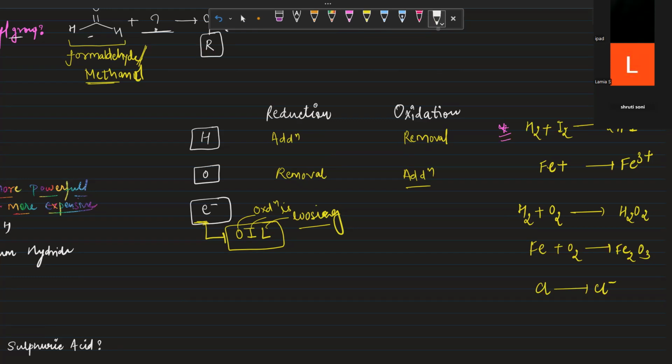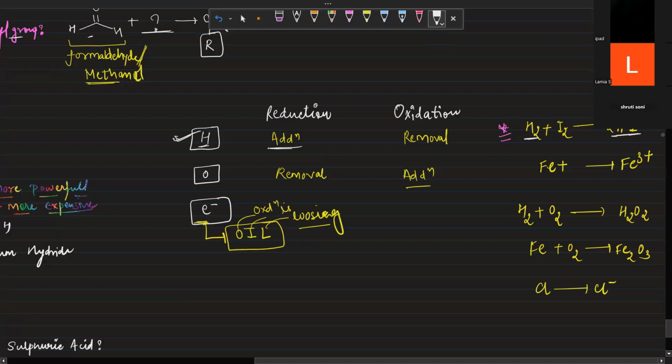See, in this whole reaction, firstly we check hydrogen. Is there any hydrogen transition that will take place in this reaction? So yes, hydrogen will add to iodine. Yes or no? Mm-hmm. So if in any reaction hydrogen is added, that reaction is a reduction reaction. Okay, so this is a reduction reaction. Then we will check this one.